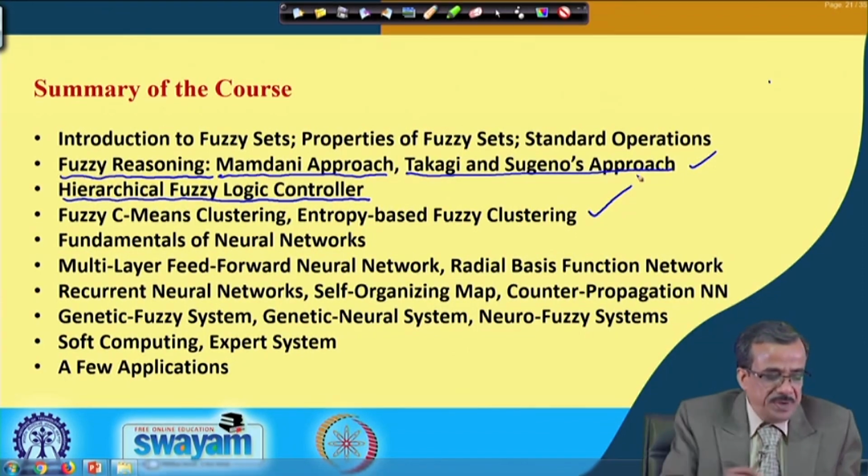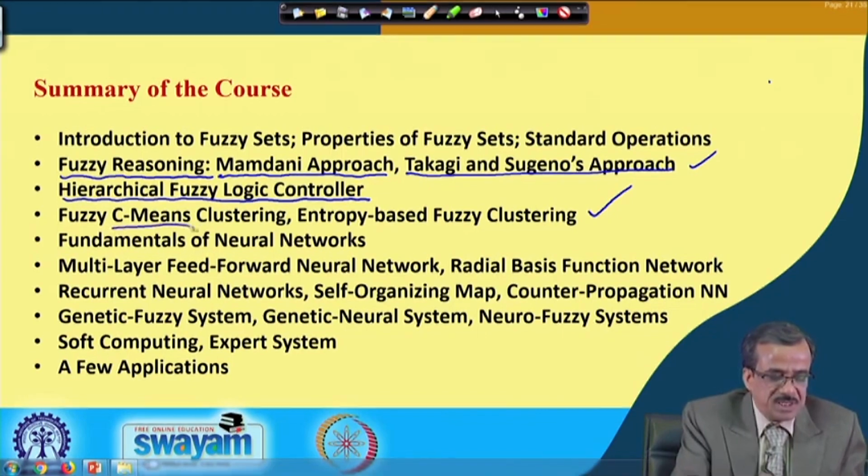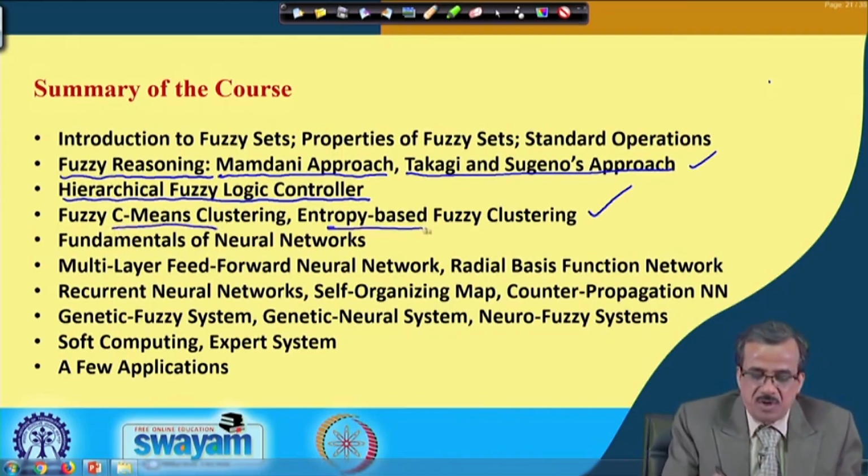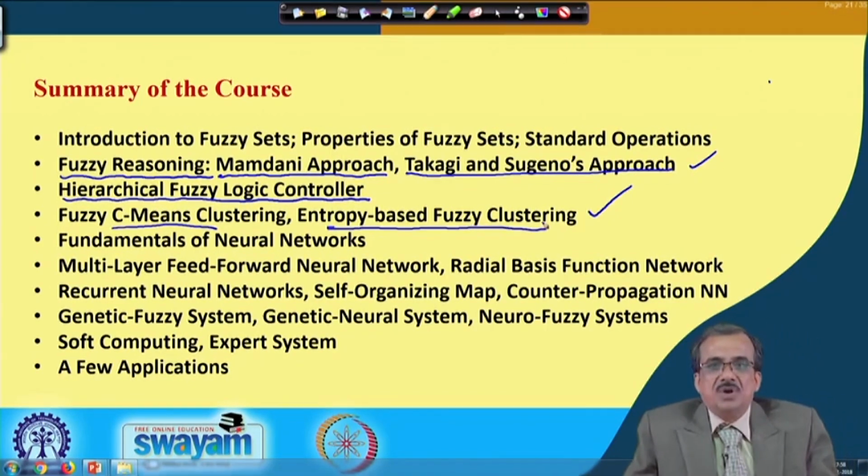Now, if we compare the fuzzy C-means clustering and your entropy based clustering based on the quality of the clusters obtained. Now, in fuzzy C-means clustering, there is a possibility that you will be getting very compact clusters, but we may not get a very distinct cluster.